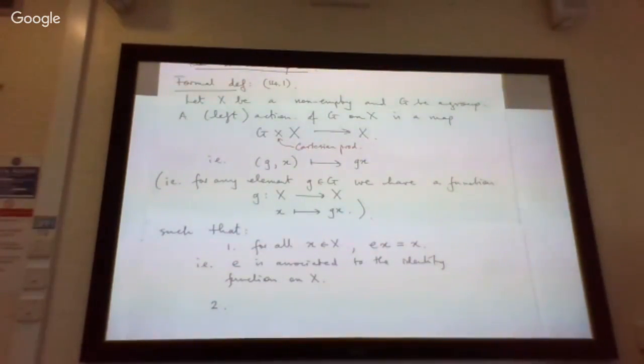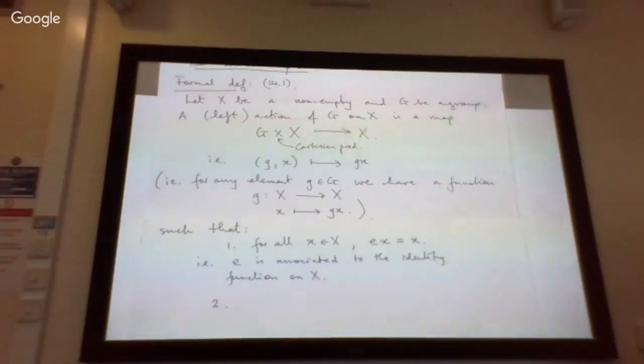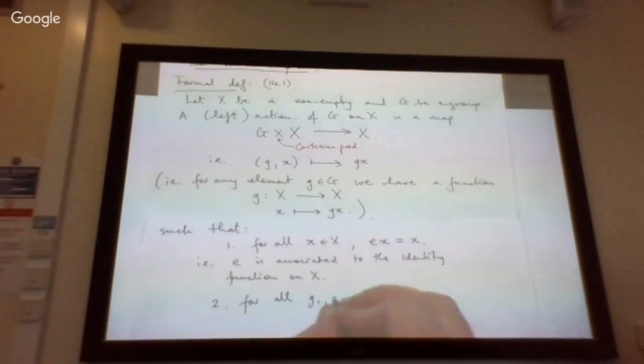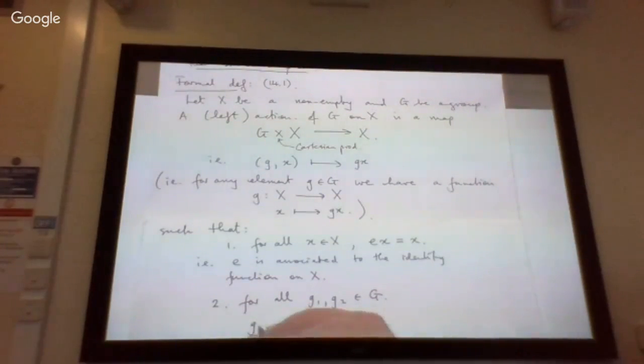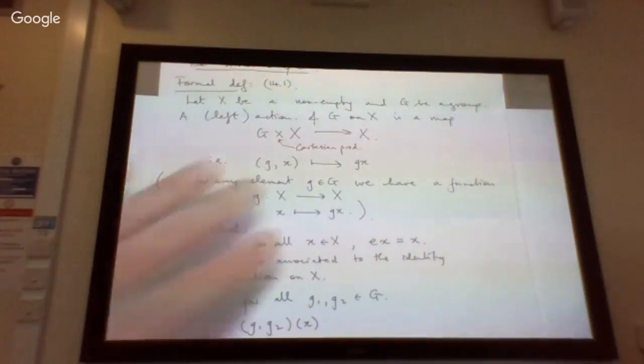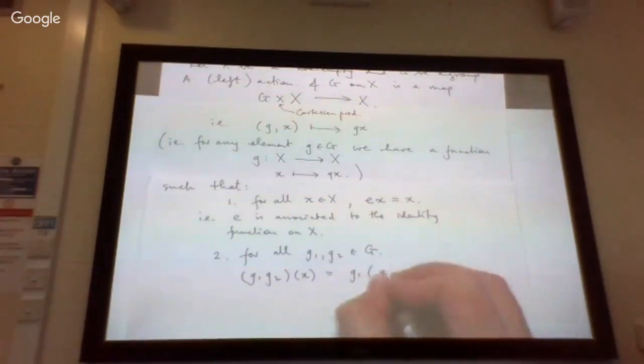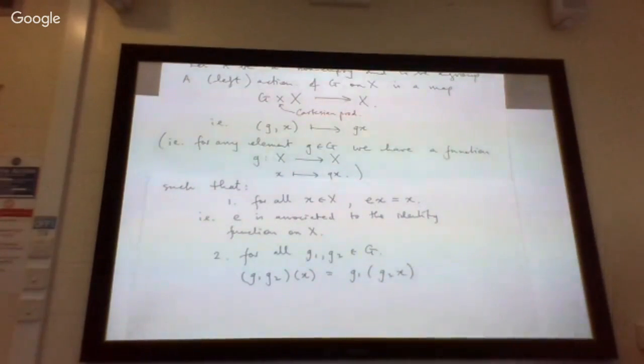Okay. So just writing that down in a compact condition, we say for all G1 and G2 in the group G, the value that the element G1 G2 takes on the element x has to be the value that G1 takes on the value G2 of x.